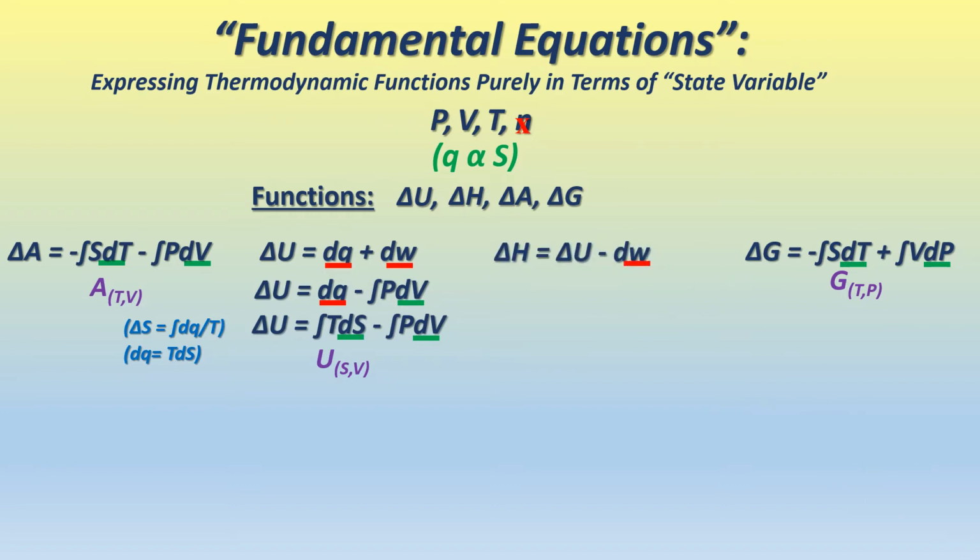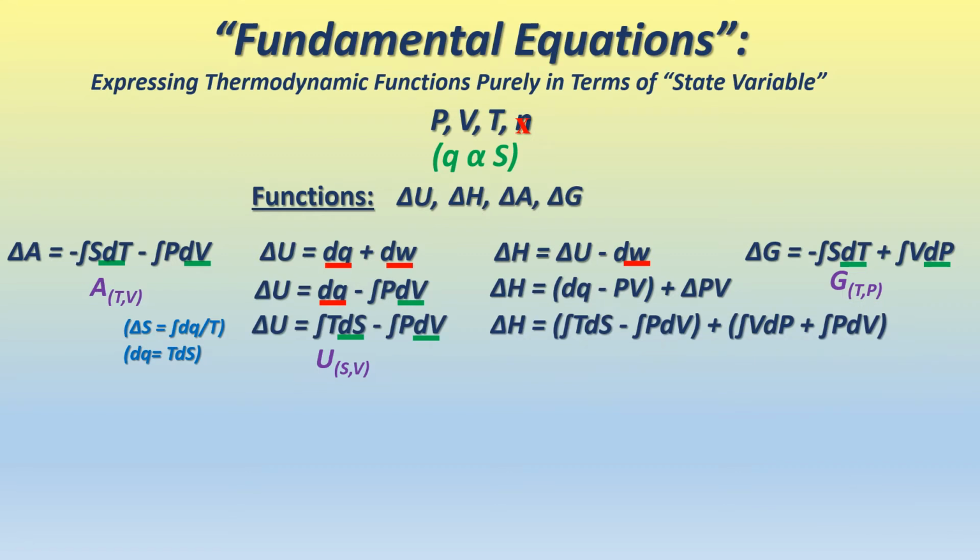The fourth, enthalpy, is the internal energy plus PV, or dq minus PdV plus the change in PV. Expanding this out, you get TdS minus PdV for delta U, and the total differential of PV is VdP plus PdV. The PdVs cancel, and you find out that enthalpy as a fundamental equation is equal to TdS plus VdP, where enthalpy is a function of entropy and pressure.